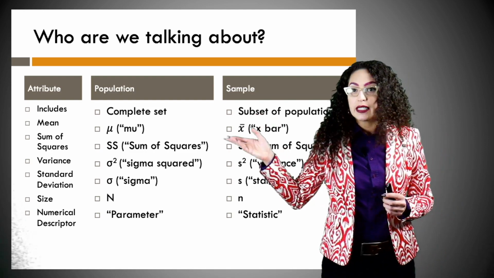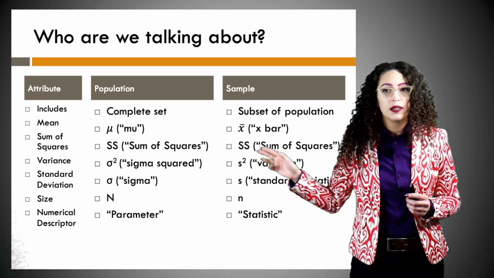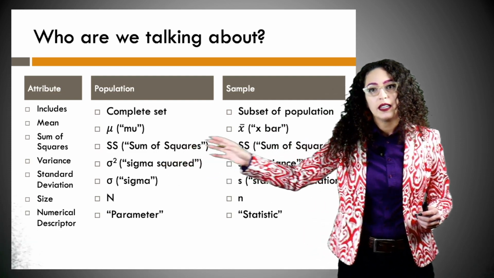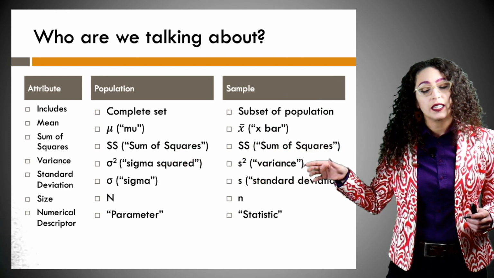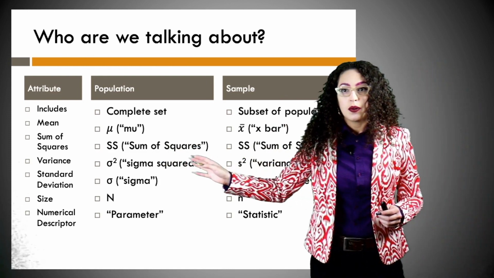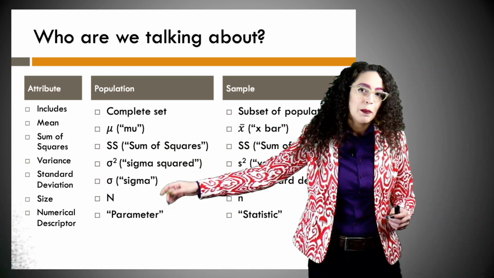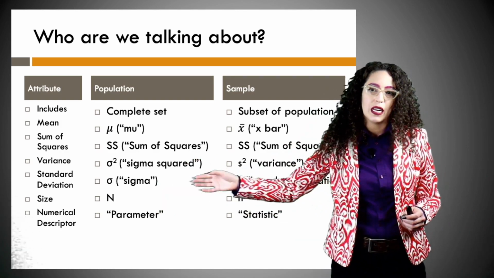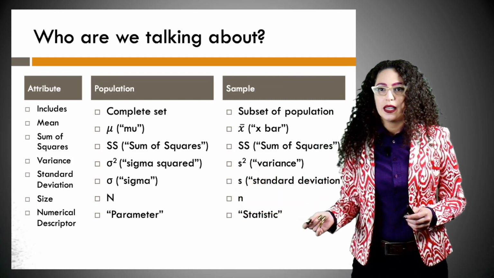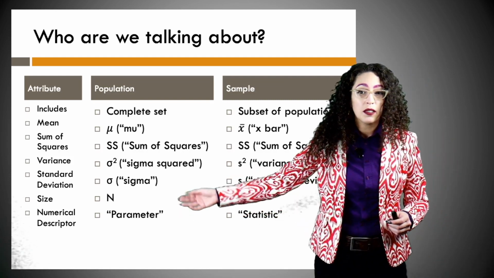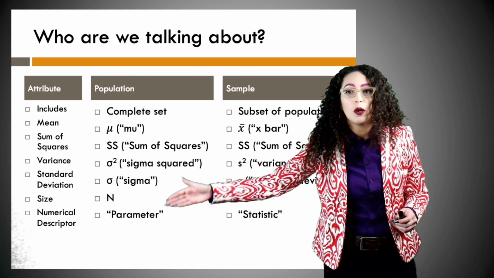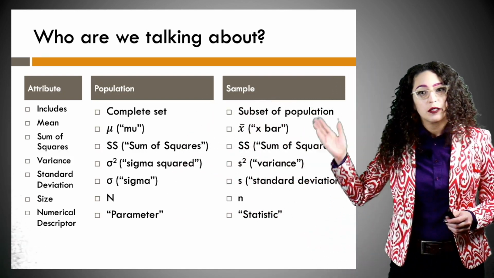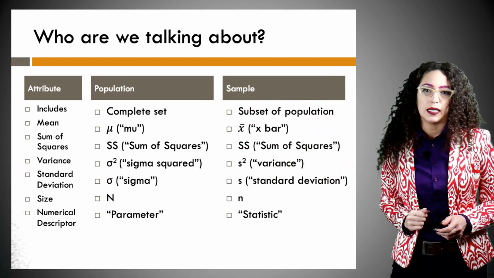Then we have a thing called sum of squares. That's going to be the same for both. Then for variance and standard deviation, we use a sigma or sigma squared. And for samples, we're just going to use the letter S. For sample size, sometimes people will use a big N to denote the entire population. And in samples, it's usually a small n, but this is not always adhered to. And then the numerical descriptor, what do we call these things? We call them all parameters, because parameters are for populations. And what do we call these when we're talking about a sample? We call them statistics.